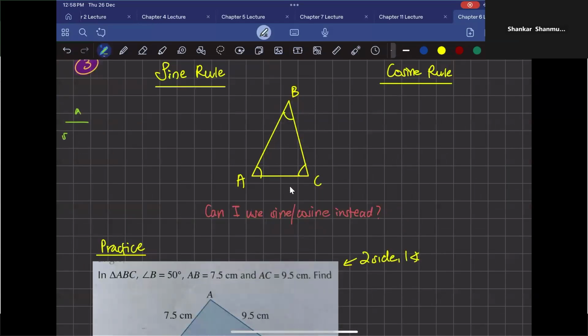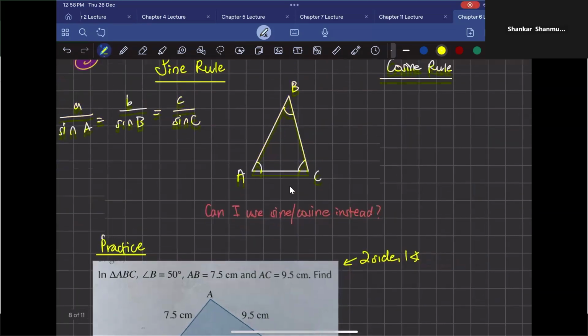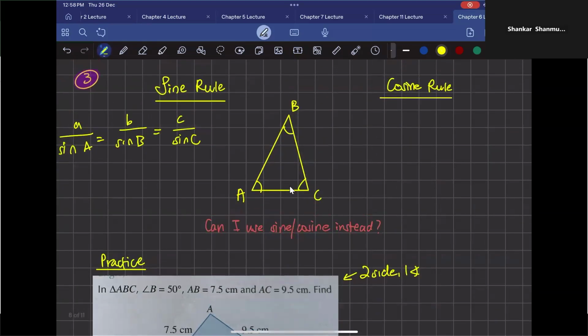a over sine A is equals to b over sine B. Okay, so what this means is, so we have your a here represents the side opposite your angle A. So your angle A is over here. Okay. So this angle A. So your side a is basically the opposite side.